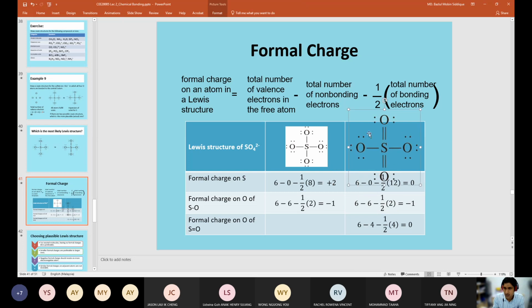I don't know how it changes. It is supposed to be this one. This molecule.